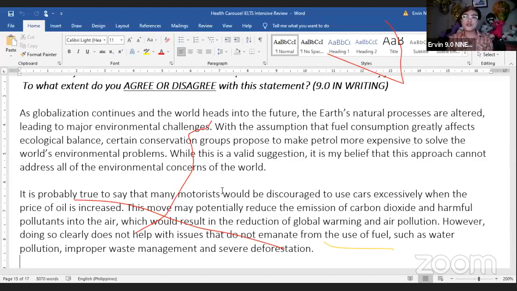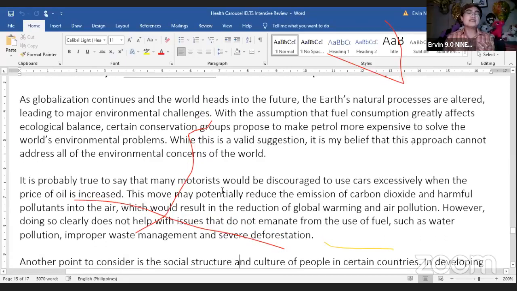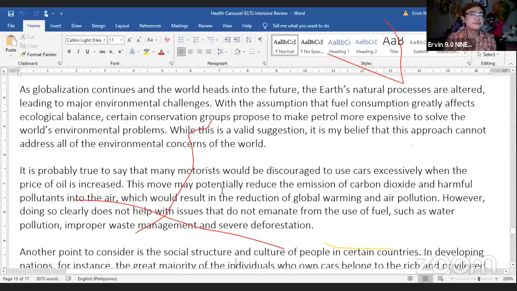Now, let us move on to the body. What are we expecting to find in the body? Arguments that support the stand. Now, let's take a look. It is probably true. So probably here is another descriptive word, right? That's an adverb. It is probably true to say that many motorists would be discouraged to use cars excessively. There you go, another descriptive term, another modifier.